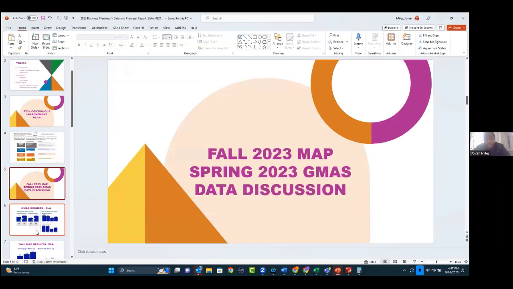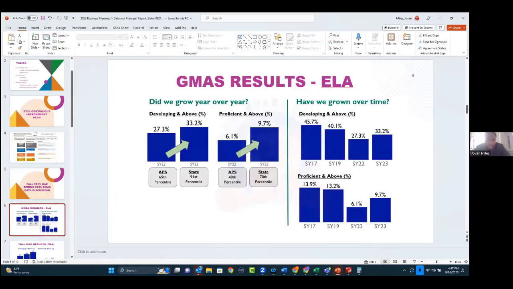Moving on, keeping with the rest of the agenda, we will get into our fall 23 MAP scores and our spring 23 milestone scores, and we'll have an opportunity for some discussion with members of the GoTeam. Some of you may have seen this before, but these are our milestone results for ELA.